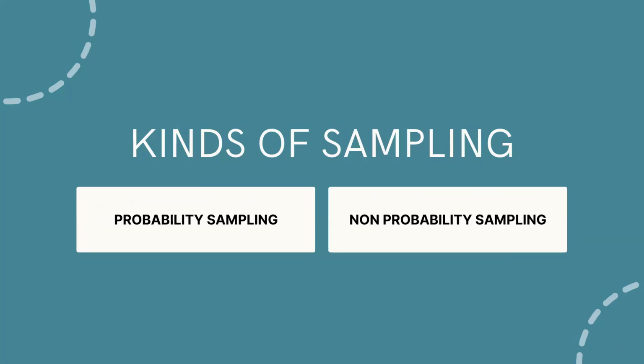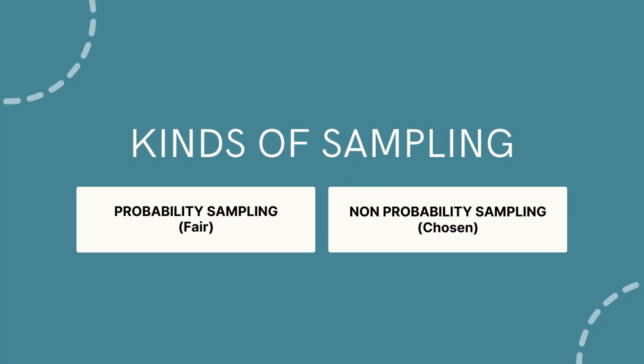And to continue, we have here different kinds of sampling techniques. So we have what we call probability sampling and non-probability sampling, in which probability sampling uses a fair way of getting the sample respondents of your study. In non-probability sampling, of course, the respondents are chosen by the researchers purposefully.